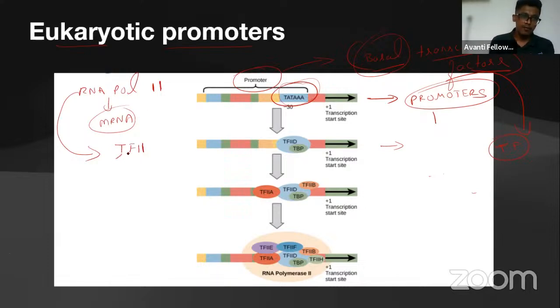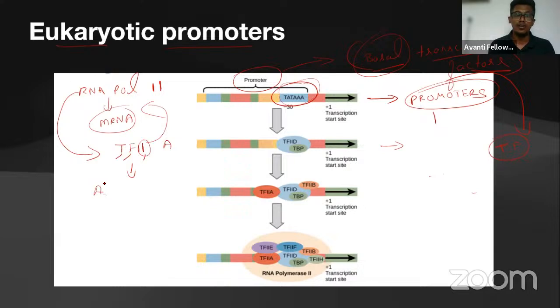So transcription factor 2. Why 2? Because I'm talking about RNA polymerase 2. What happens with transcription factor 2? I told you, tens of transcription factors are there. What are those? It goes with A, it goes with B, it goes with D, it goes with E, it goes with F. What am I talking about? Transcription factor 2A, transcription factor 2B, transcription factor 2D, transcription factor 2E, like F. Like this, there are several transcription factors.